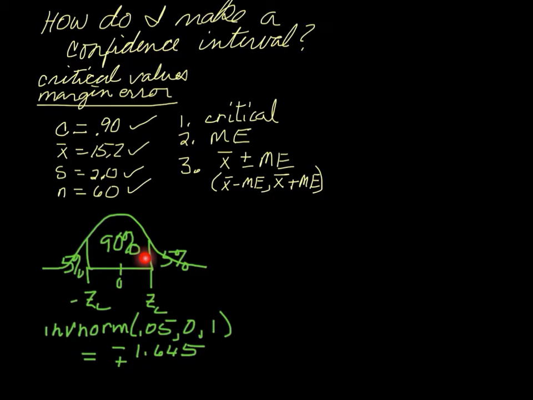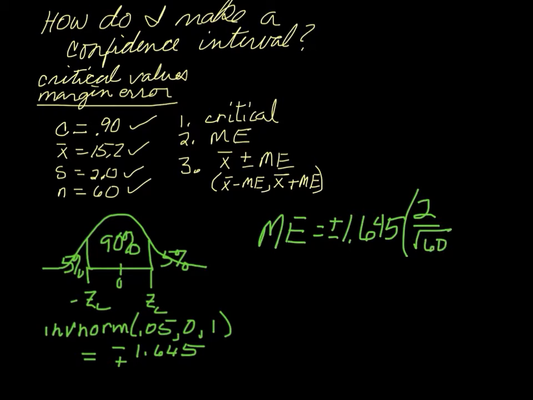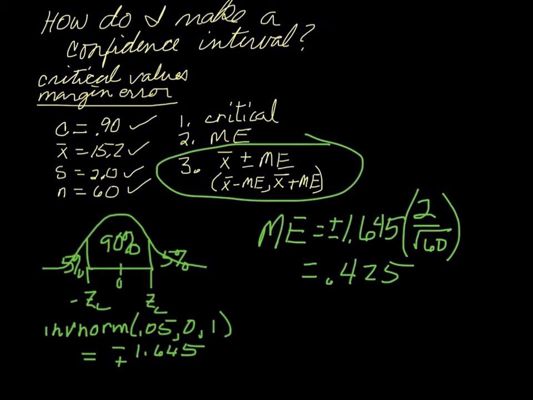And so now that we have the critical values, the next thing is to find the margin of error. So the margin of error is equal to plus or minus 1.645, the critical value, times the standard deviation divided by the square root of the sample size. And so when I do that, I get 0.425.